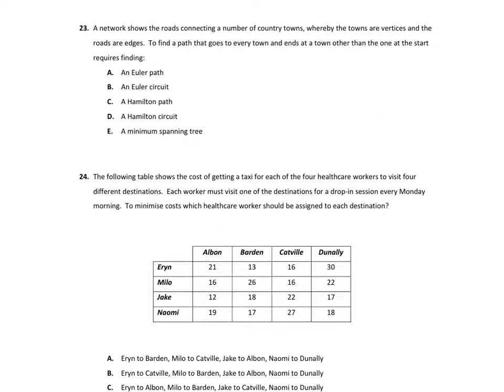Okay, question 23. A network connects country towns, where the towns are shown as vertices and the roads as edges. We want to find a path that goes to every town and ends at a town other than the one we started at. So every town means every vertex, so we want a Hamilton type. And we want to start and finish in 2 different places, so that only requires a path, not a circuit. So therefore our answer is C, a Hamilton path.